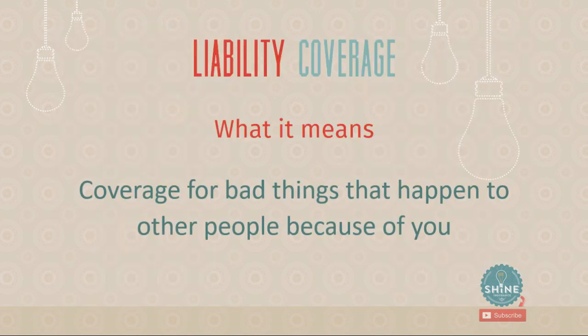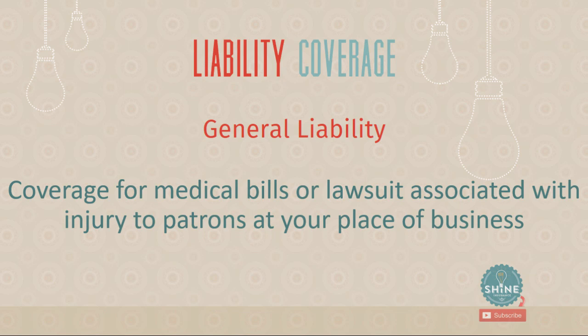So let's dig right into it. We're starting with liability coverage. Liability coverage is coverage for bad things that happen to other people because of you, or more specifically in this video, because of your business. Bad things that happen to other people because of you. That could be coverage for medical bills or lawsuits associated with injuries to patrons at your place of business. This is the trip and falls, or someone had something bad physically happen, they slipped or anything like that. General liability coverage is going to be what you have for those types of coverages.